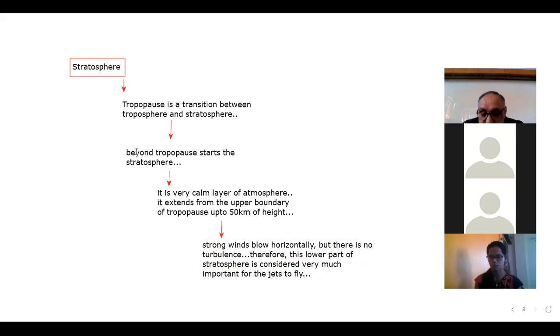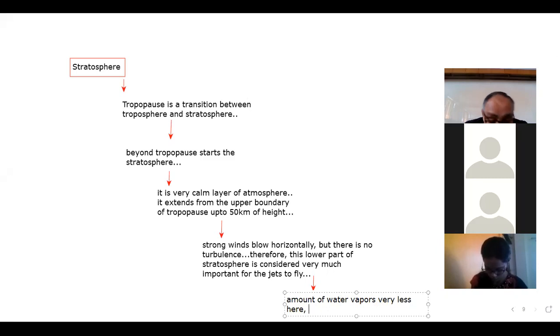Now the next thing is that the amount of water vapor becomes very less in this layer. That is why, though clouds are formed, they are not like the clouds formed in the lower layer of the atmosphere, the troposphere. Stratospheric clouds are called nacreous clouds, as I have told you earlier.